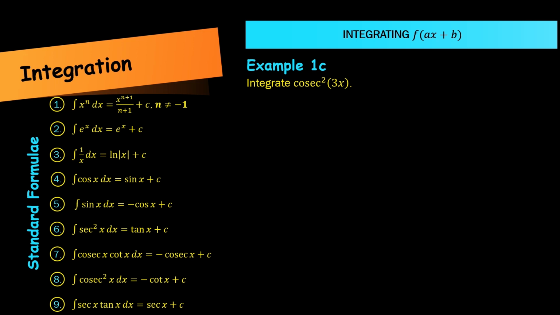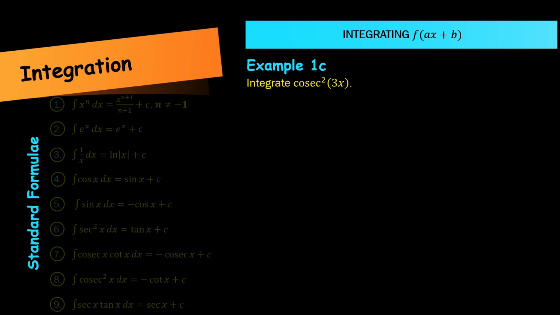Now let's take a look at part C. We are required to integrate cos squared 3x. We're going to use one of the standard formulae for this. So let's solve this. We're going to begin by letting u equal 3x. So du/dx equals 3.